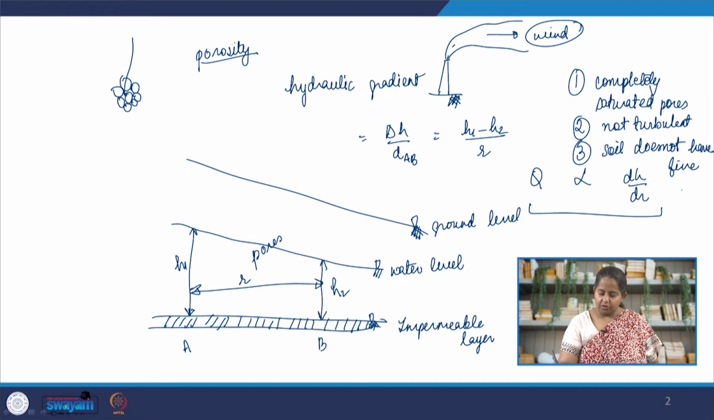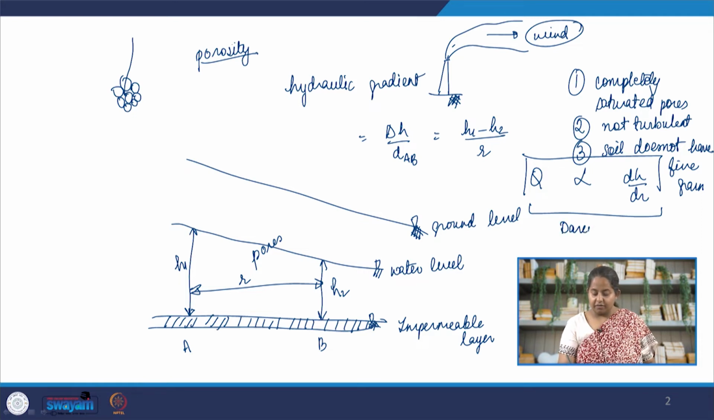With fine-grained soil, the porosity may become very low, in which case this model will not work anymore. But when we are below the water table, when the pores are completely saturated, when the soil has decent porosity, the grain size is not very small, and the flow is not turbulent, this is a pretty good relationship. This is also known as Darcy's law, that the flow rate is proportional to dH by dr.